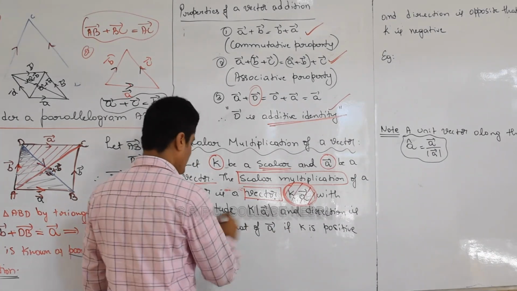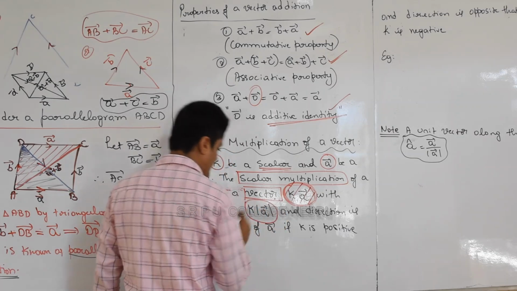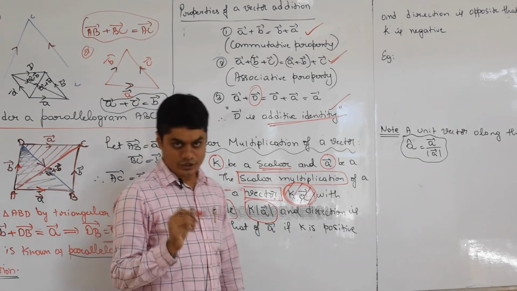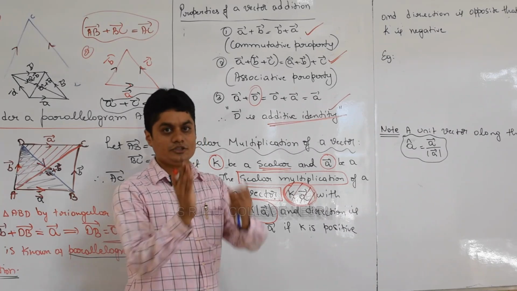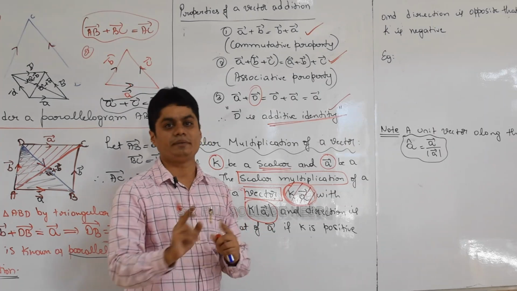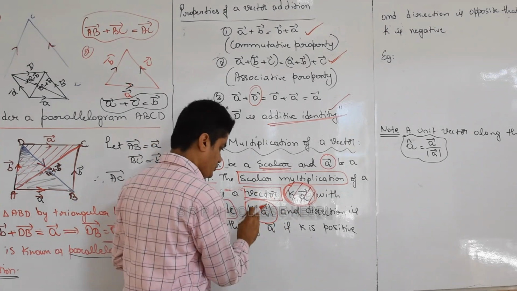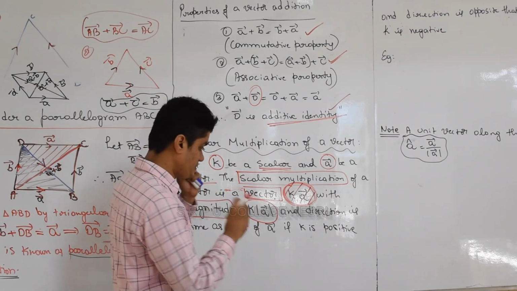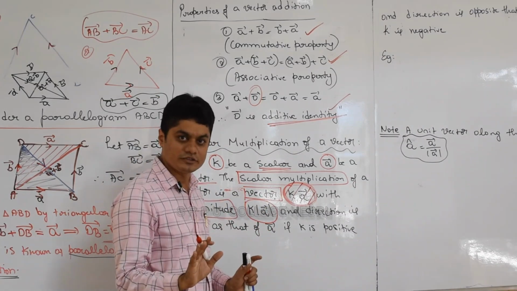Then what is the magnitude of that? The magnitude of that vector is k into magnitude of vector a. If you want to find out the magnitude of a scalar multiplication vector, you just keep the k outside, find out the magnitude of vector a, then multiply k. That's it. I'll explain with the example, don't worry. So to find out the magnitude, you just multiply k to the magnitude of vector a. You know how to find out the magnitude now, right?